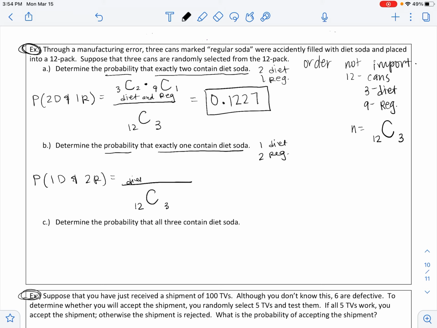And then again, I'm going to look at diet and regular. Go ahead and put C's above both of those for combinations, since order is not important. Total diets we still have in our possibility is 3. This time we are selecting 1, and means multiply. Regular sodas, we have a total of 9 of those, and we are going to select 2 in this problem. The problem was exactly 1 contains diet, and therefore 2 are going to be regular. Working this out on your calculator, so pause the video and try to work it out. Rounding to 4 decimal places, we get 0.4909.